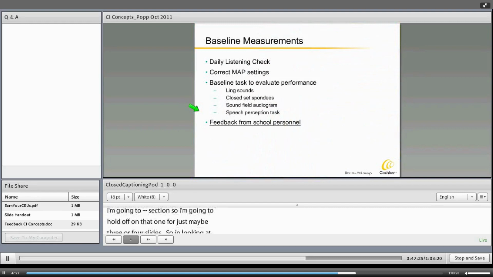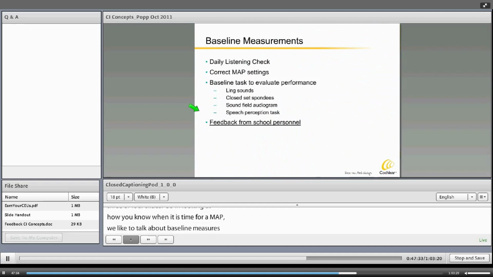And the next question is, what is the lowest dB threshold that should be obtained ideally? And that is the perfect segue into the next session. So I'm going to hold off on that one for just maybe 3 or 4 slides.